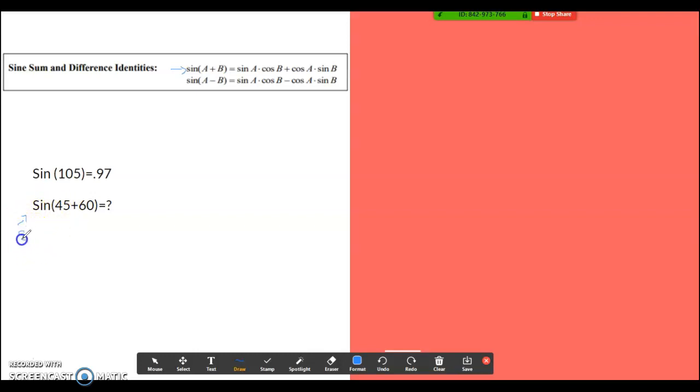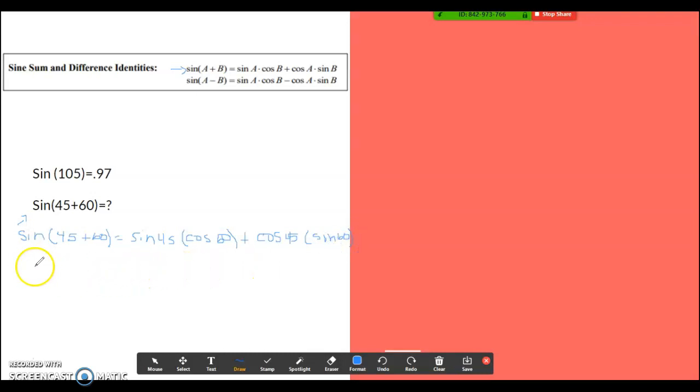So let's just plug in. We're going to substitute for A and B in that formula, 45 plus 60. So 45 would obviously be A, 60 is our angle B. So we're going to say this has to be equal to the sine of 45 times the cosine of 60 plus the cosine of 45 times the sine of 60.